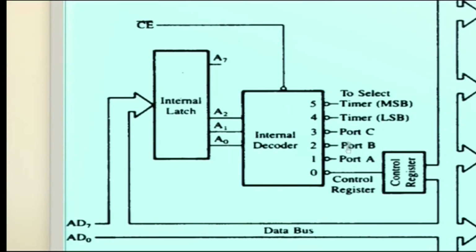So, here we are using a 3x8 decoder because we need only 6 signals. 3x8 decoder means 3 input lines along with 8 output lines. The 3 inputs are denoted as A0, A1 and A2. When these 3 signals are 0, output 0 will be selected. 0 0 1 means port 1 will be selected.